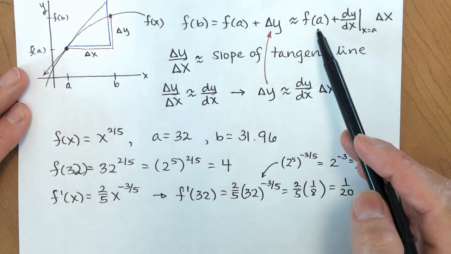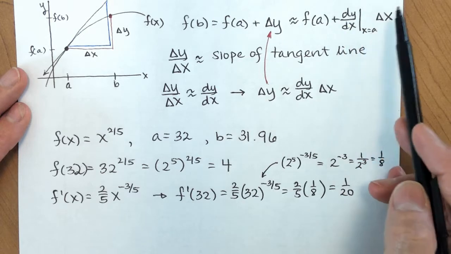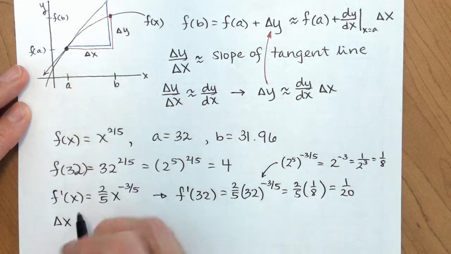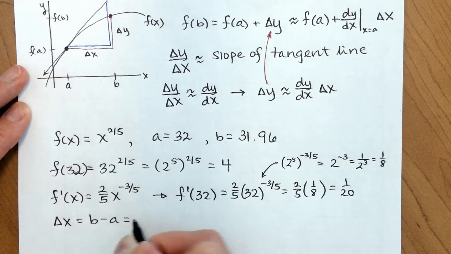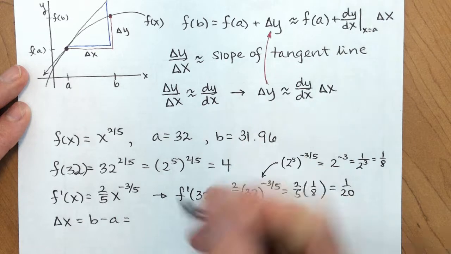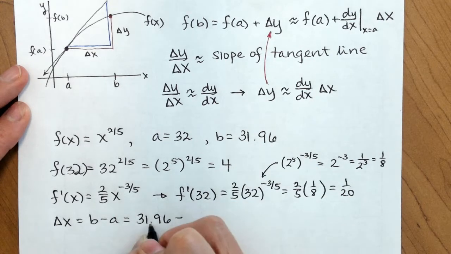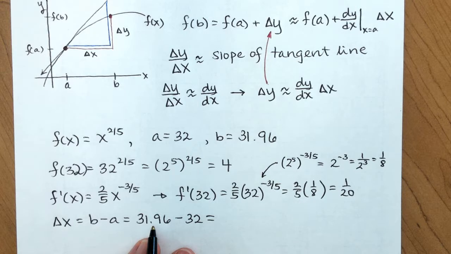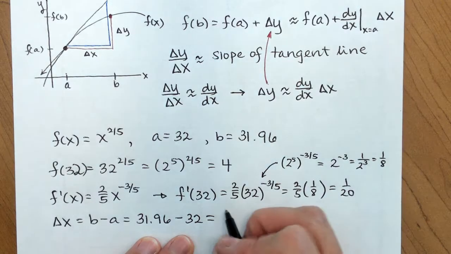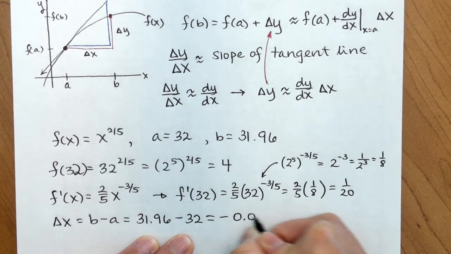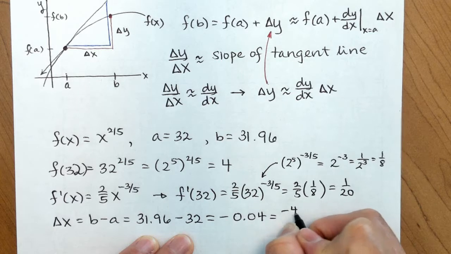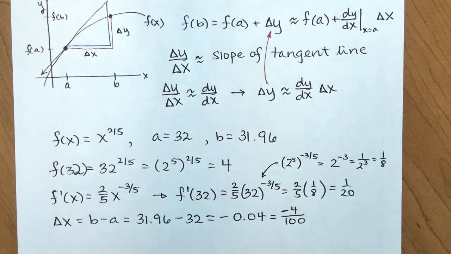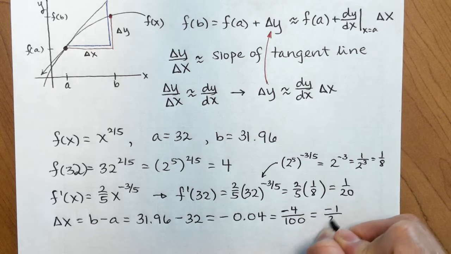Okay, so I found f of a, I found the derivative when x is a, and now I need delta x. Well, delta x is my change in x values, or my b value minus my a value, which is 31.96 minus 32. So our change in x is going to be negative because we have a target value less than our starting, or our a value. So this is negative 0.04, and I actually think for this calculation, since you're usually doing this without a calculator, it might be easier to write this as a fraction, and so that's going to be negative 1 over 25.